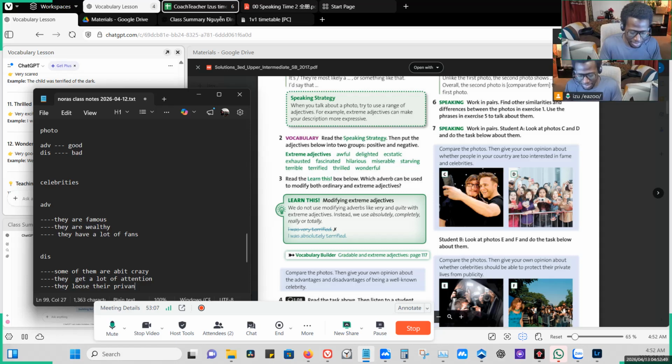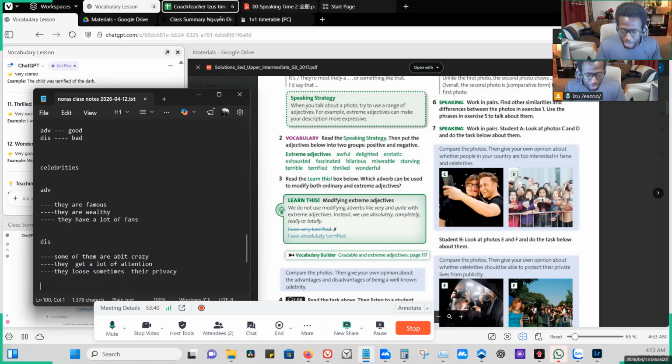You've said plenty. So for an advantage, they're famous, they're wealthy, and they have lots of fans. Those are very strong advantages. They're usually known around the world, and a lot of people love them. For your disadvantages, some of them are a bit crazy, they get a lot of attention, and they sometimes lose their privacy, which is very correct as well. So let's go over to the next one.